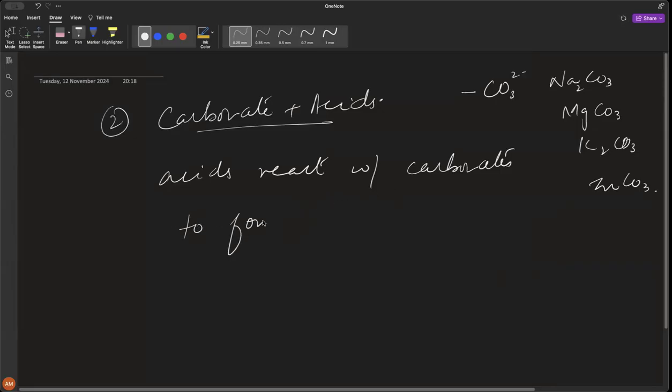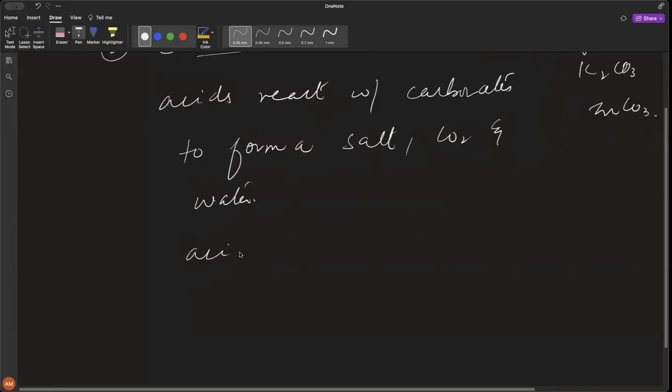Acids react with carbonates to form a salt, carbon dioxide, and water. The general equation is acids plus carbonates are going to give you a salt, water plus carbon dioxide.